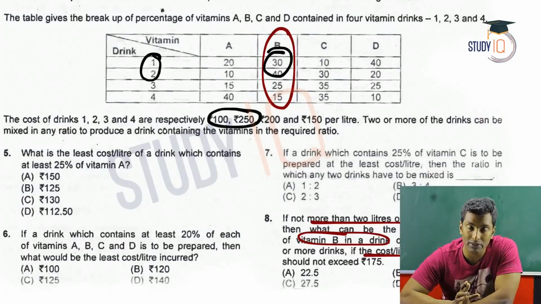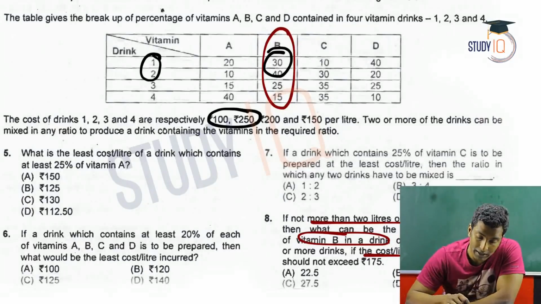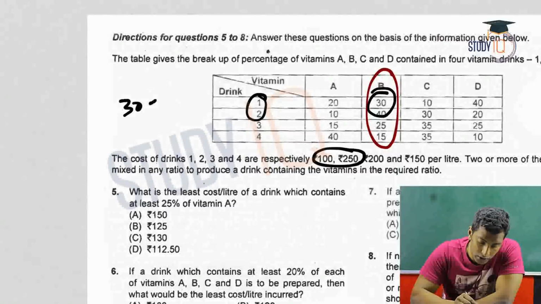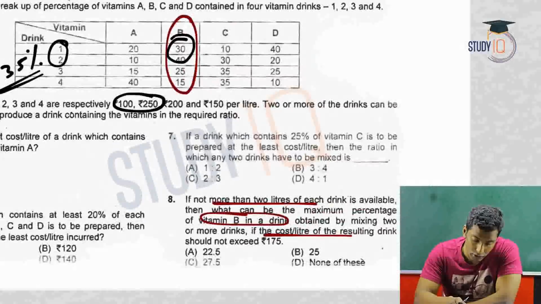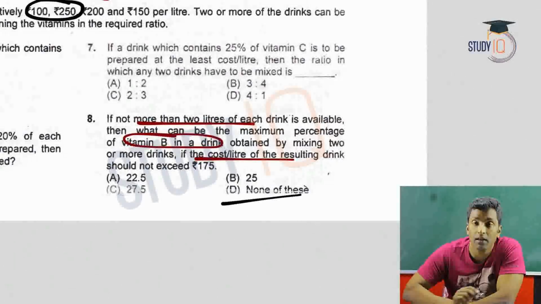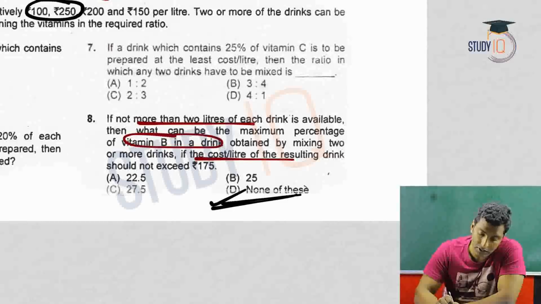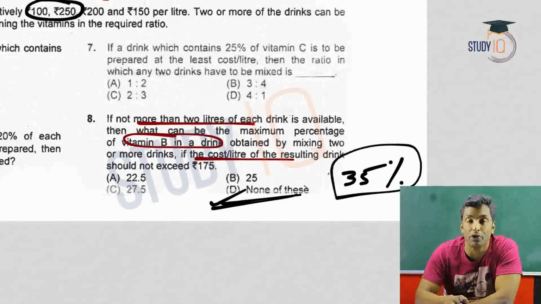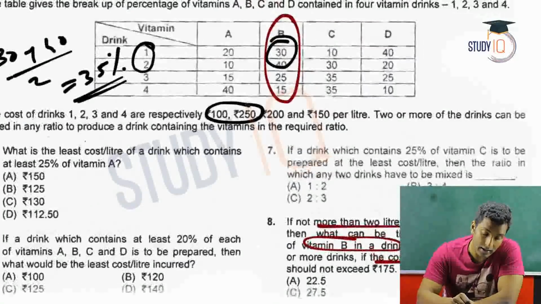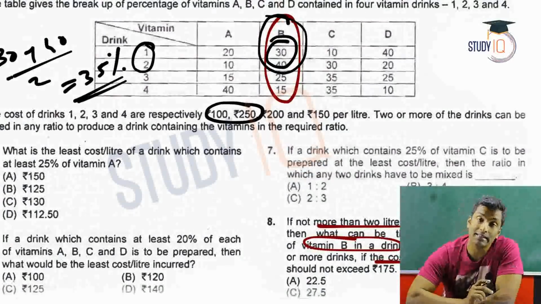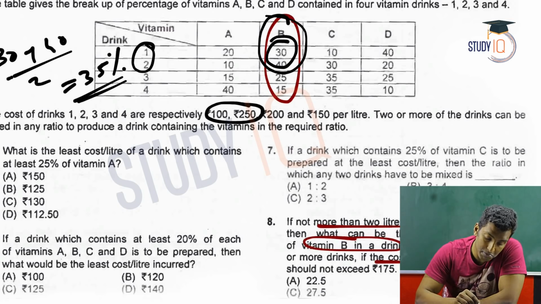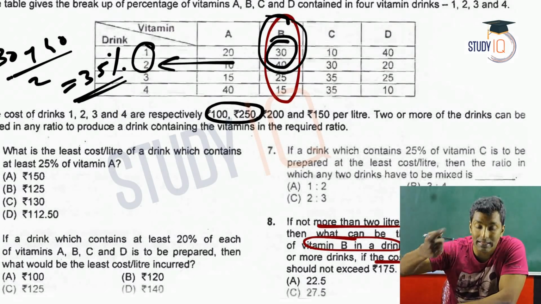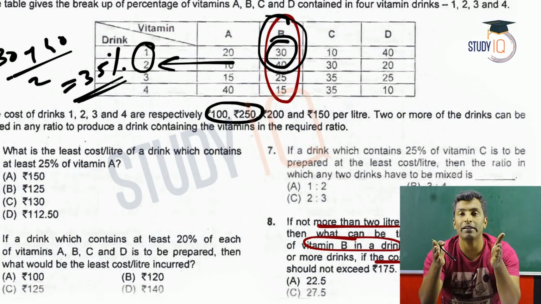So if you mix 1:1, what is the amount of vitamin? That is going to be 30 plus 40 divided by 2, that is 35%. So I'll get 35%, and the answer is none of these. So 35% vitamin B is the maximum you can get when you mix 1 and 2. And since the condition is that the cost should not exceed 175, it should be in this ratio 1:1. Otherwise, if the cost exceeds, I can add more of 2 and increase from 35. It will be between 35 and 40.